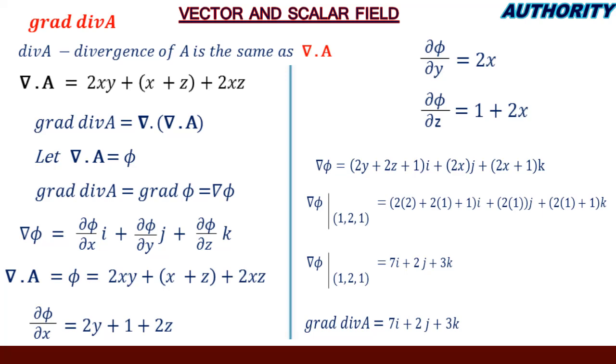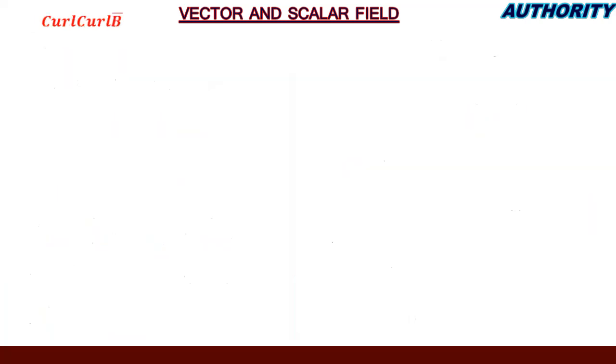Is equal to 7i plus 2j plus 3k at the point (1, 2, 1). Yes. Now let's go to the last one. We have curl of curl B.